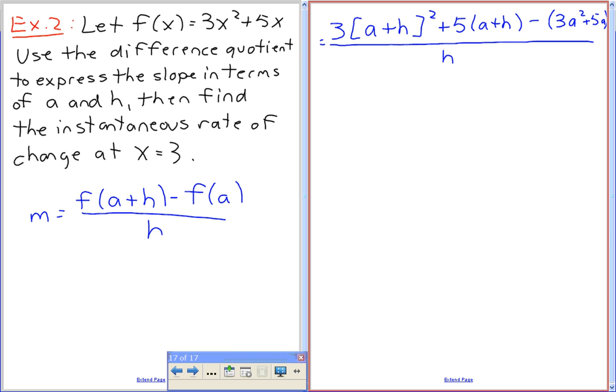Savannah, can you show off your following skills to the class, please? Go ahead. Because it's squared, it's going to be 3a squared plus 2ah. Okay, good. Keep going. 5 times a plus h is? 5a. And finally, negative times that is?